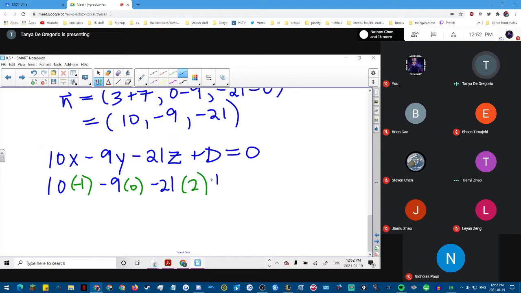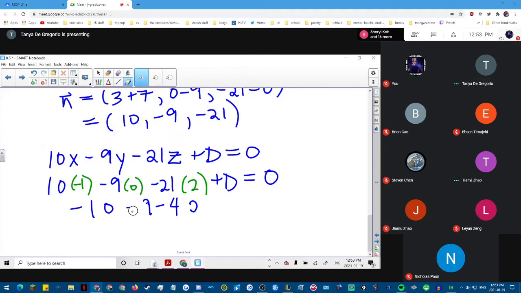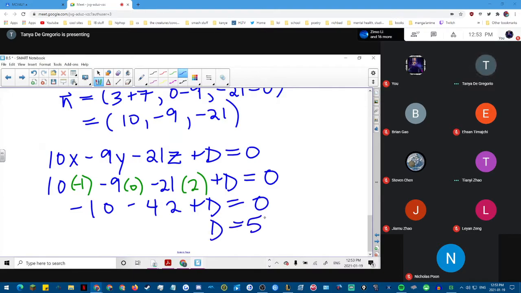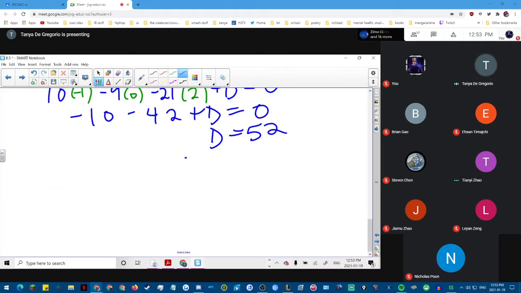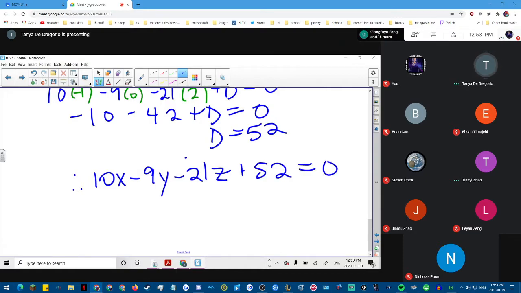Did I get the right point there? I think so. It was -102. Oops. 9 times 0 is not 9. And so D equals positive 52. And so therefore, there's your Cartesian equation of a plane.